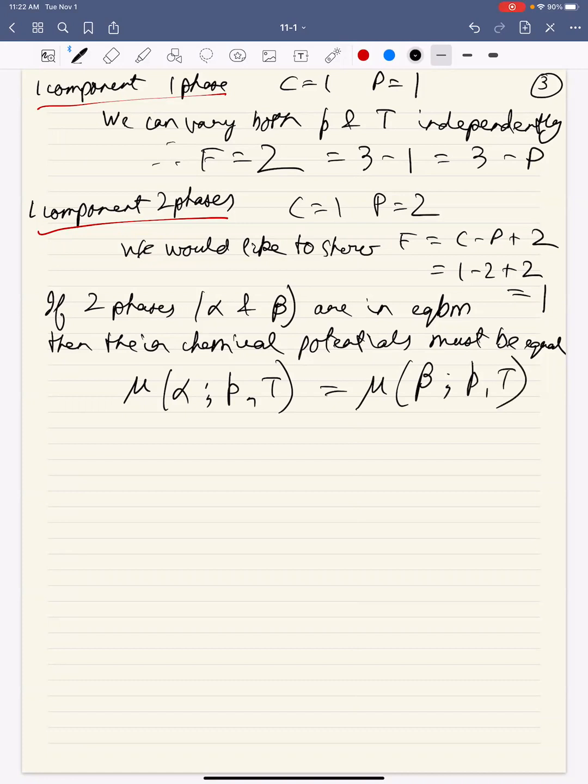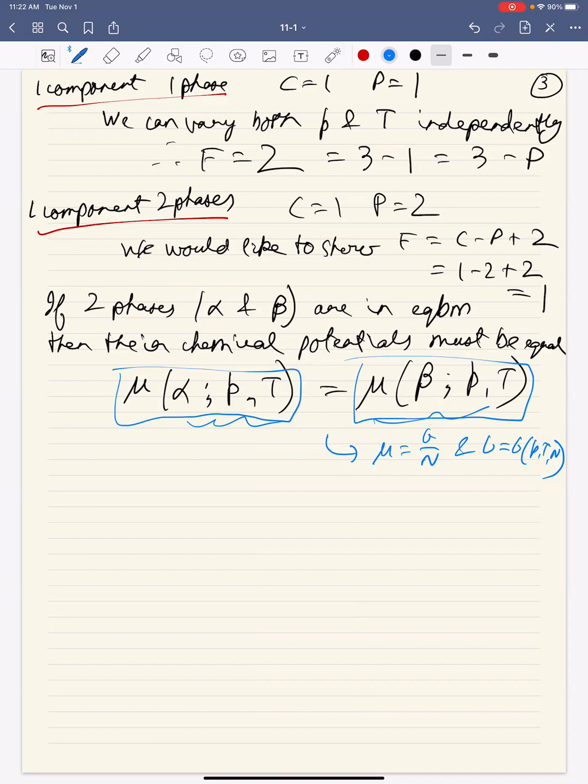So why did this happen? This statement happened because mu is equal to G by N and G is equal to G of P, T, N. Those are the natural variables for G, right? That's where it comes from. So the chemical potential must be equal, and chemical potential is a function of pressure and temperature. So you suddenly have a constraint. Anytime you have such an equation, it's forcing you that not all values, you don't know what exactly is mu. You don't care for that, right? All you know is that some function of pressure and temperature is equal to some other function of pressure and temperature. So you have one equation in two variables, right? So that means only one of them can be varied independently, right?